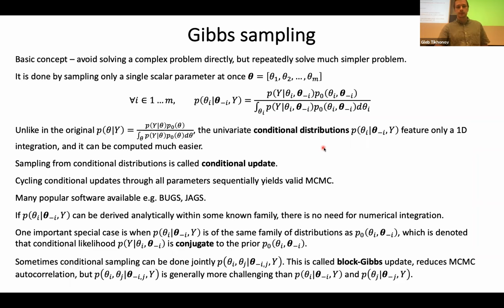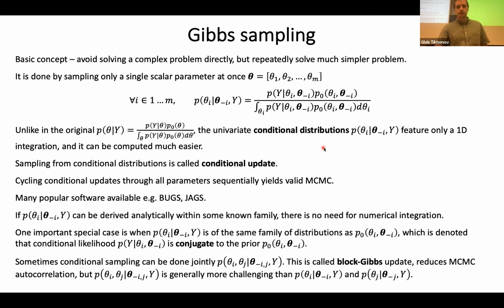And then the theory guarantees that if we cycle through these conditional updates through all parameters sequentially, it yields a valid MCMC sampling algorithm. Much software has been developed for generic Gibbs sampling, such as, for example, BUGS or JAGS, and probably newer ones, which enable more efficient computation, so perhaps faster computation.